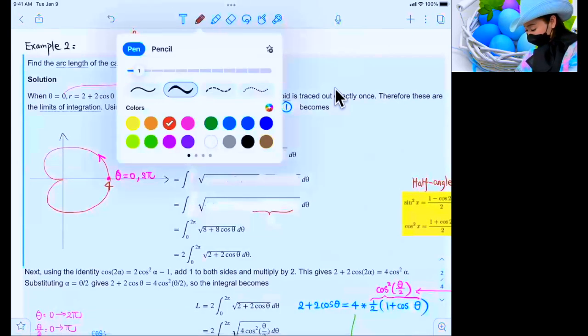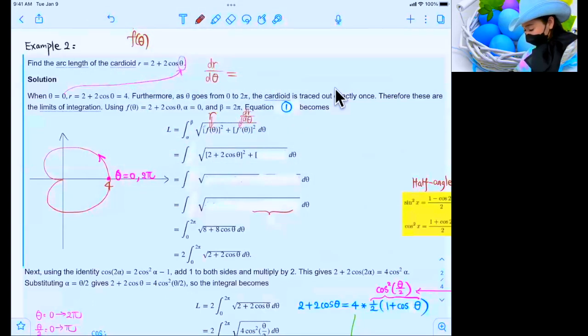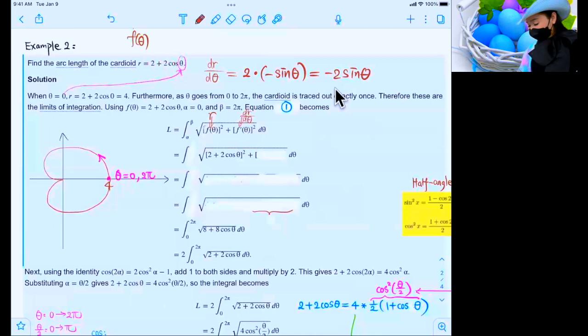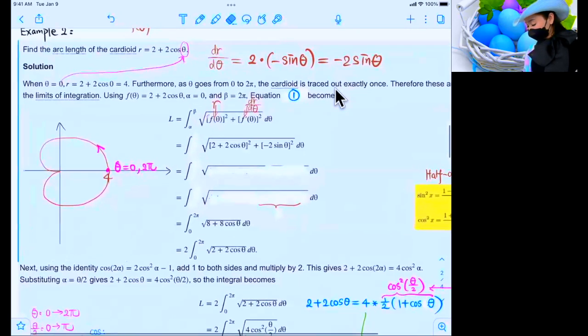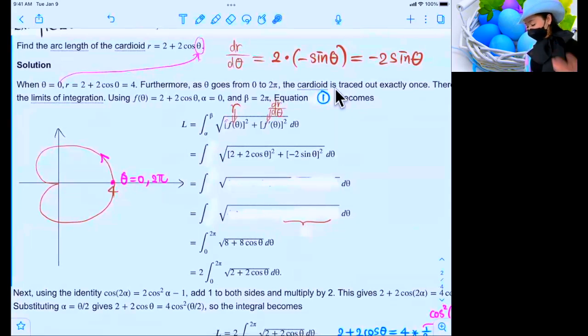Okay, let me try. Make it bigger. So the derivative of a constant, and then you have a 2 here, the constant multiple 2, so you have the 2 outside. Now you differentiate cosine theta with respect to theta, it is negative sine theta, right? So therefore it is negative 2 sine theta. Okay, so that should be negative 2 sine theta, and then you square that, okay, good. We just get the ingredient ready so then we can prepare the next step.